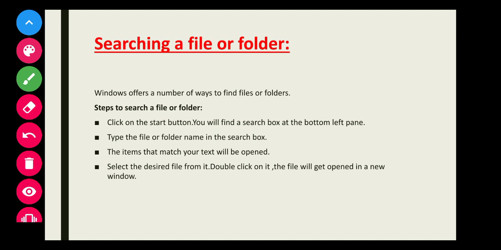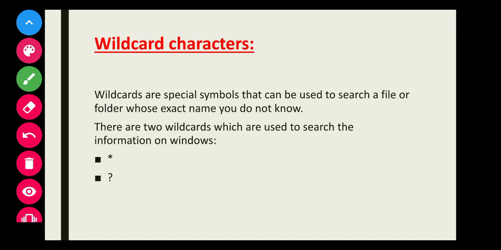Write down the name of that file or folder whichever you want to search in that search box. When you enter the name, the items that match your text will be opened. Select the desired file from it, double click on it and the file will get opened in a new window. Now the next topic is wildcard characters.